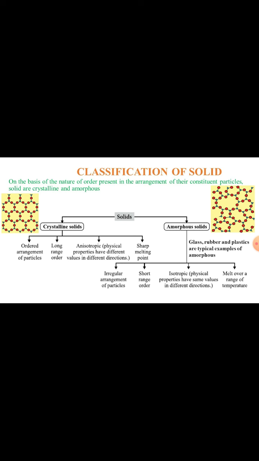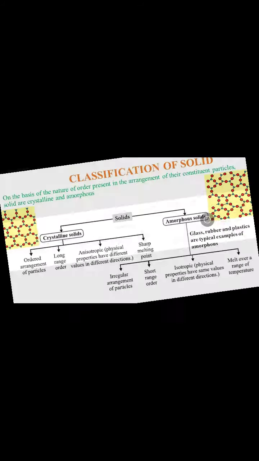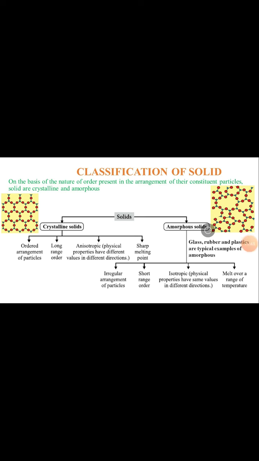Glass, rubber, plastics are the typical examples of amorphous solids. Some more examples you can add: wax, charcoal, coke. These are also examples of amorphous solids. Amorphous solids are also known as pseudo solids or super cooled liquids.